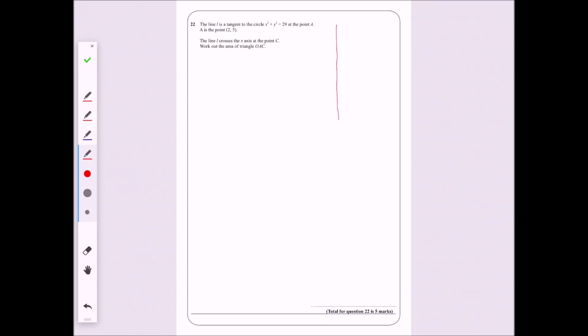So, if we've got the equation of a circle, we've got the circle here, the centre is O. At this point (2, 5) here, we've got a tangent to the circle. This is point C over here. Up here is point A, that's at (2, 5). So we need to figure out this point C, because we know the height of the triangle is 5. We just need to know where C is to work out the base of the triangle. So we've got the area of it.